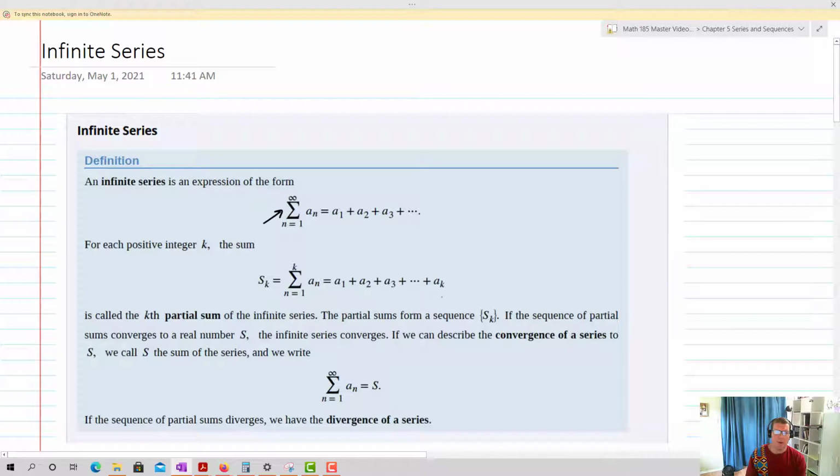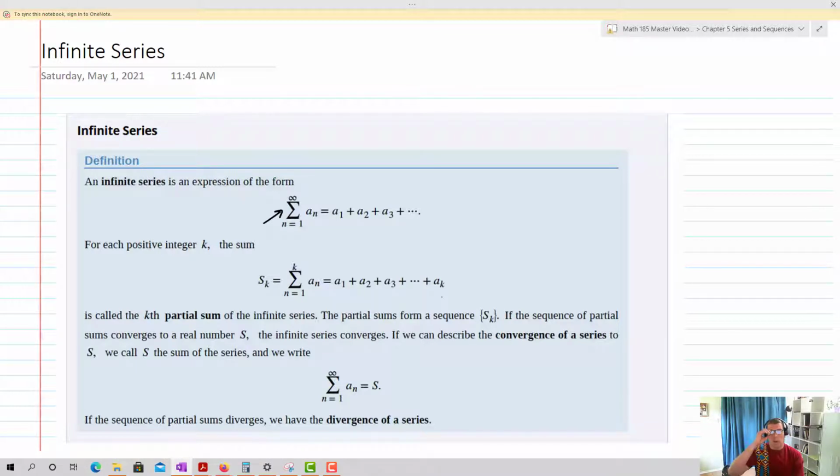If the sequence of partial sums converges to some real number s, the infinite series converges. If we can describe the convergence of a series to s, we call s the sum of the series, and we write the sum from n equals 1 up to infinity of a_n equal to s. And if the sequence of partial sums diverges, we have the divergence of a series.